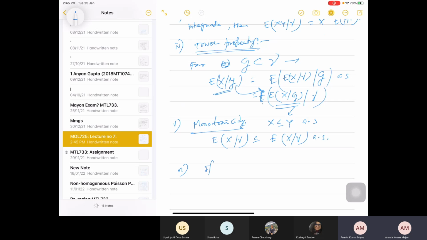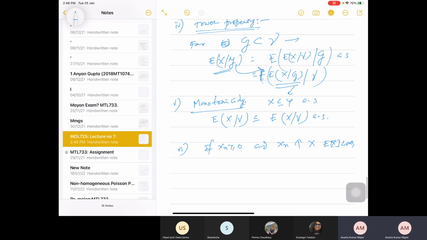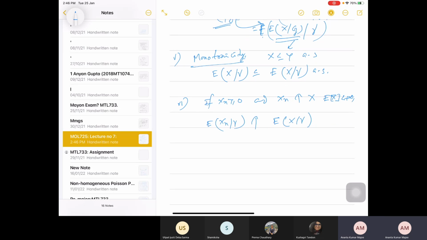So if my xn is greater than or equal to 0 and xn monotonically converges to x, with expectation of x finite, so that I can talk about the conditional expectation of x given nu, then expectation of xn given nu increases to expectation of x given nu. We have already seen this in the proof of existence for L2. Okay.